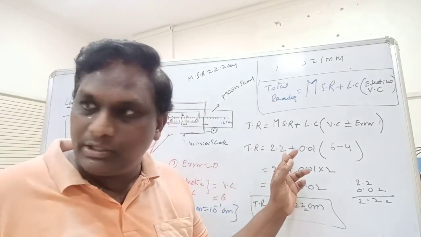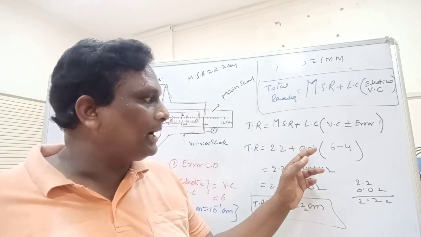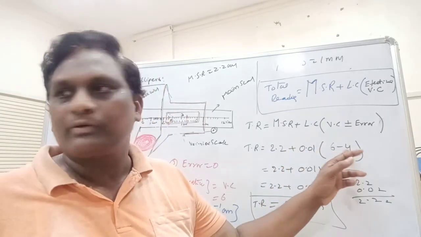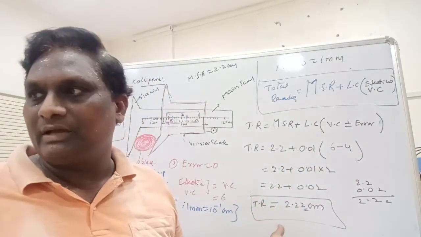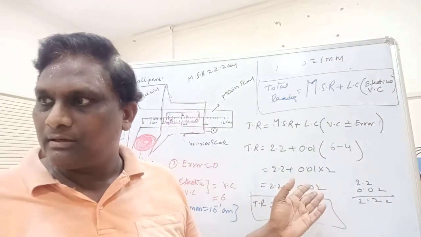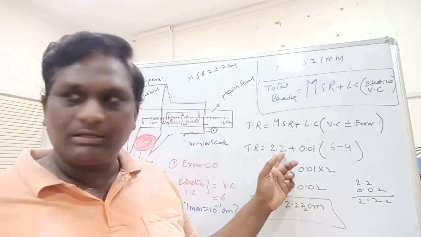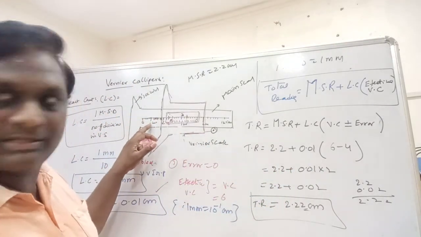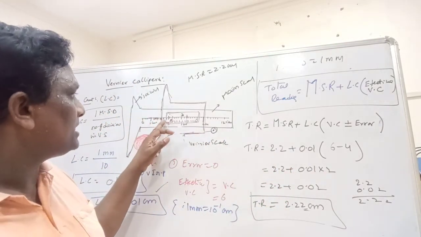At that time you can take 22 into 0.1 into Vernier coincidence. Then also you will get the same value. Same value you will get. Shall I do it like that? You take this: 1 centimeter means 10 divisions, 2 centimeters is 20 divisions.